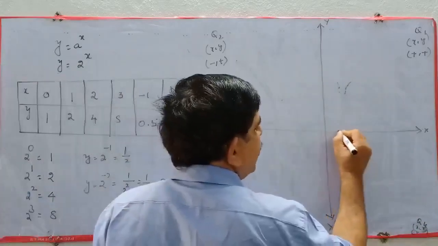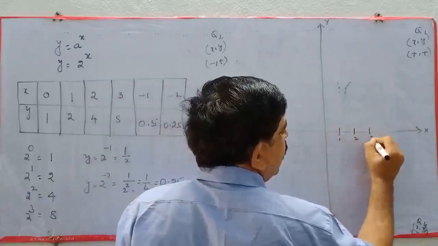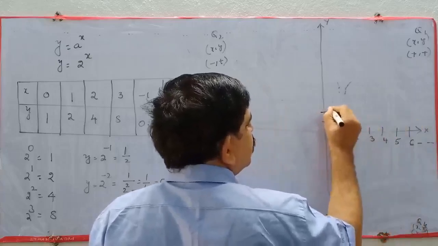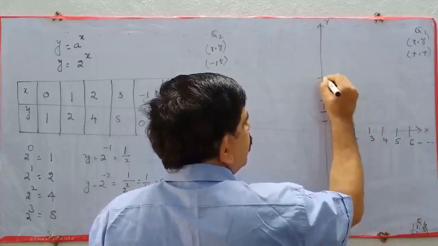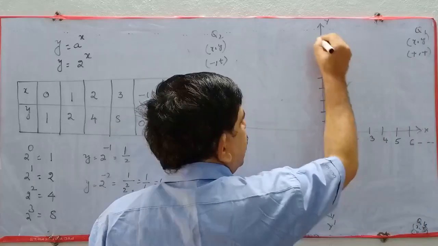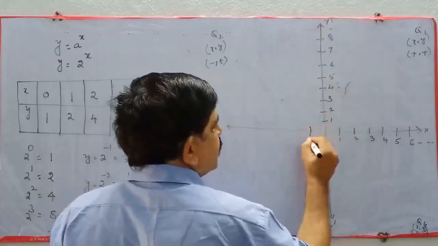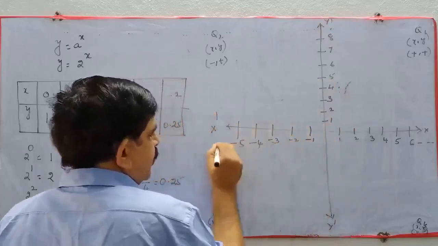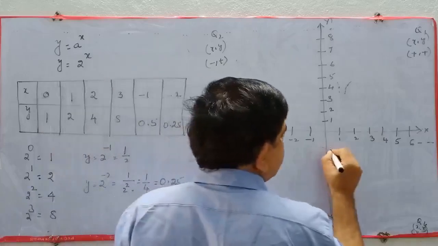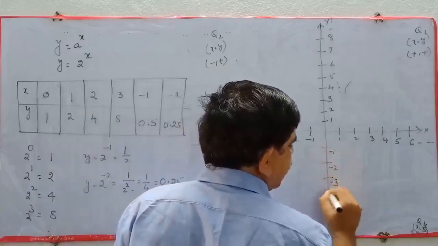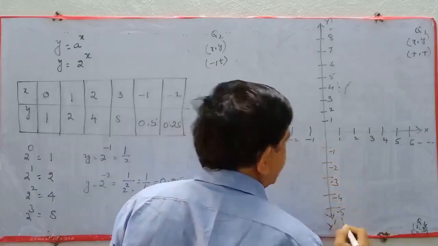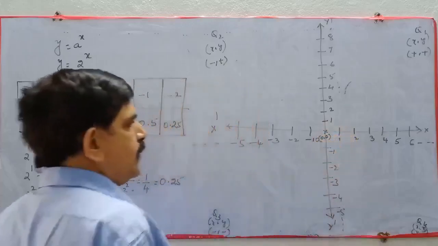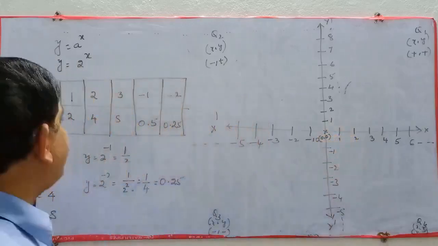Next you take the values of x: 1, 2, 3, 4, 5, 6 and so on. Next, on the y-axis: 1, 2, 3, 4, 5, 6, 7, 8 and so on. Next, minus 1, minus 2, minus 3, minus 4, minus 5 and so on, on the negative x-axis, and the same on the negative y-axis. Here this is nothing but the origin. The origin is denoted by the letter O. Okay. Now you take the values of x and y here.